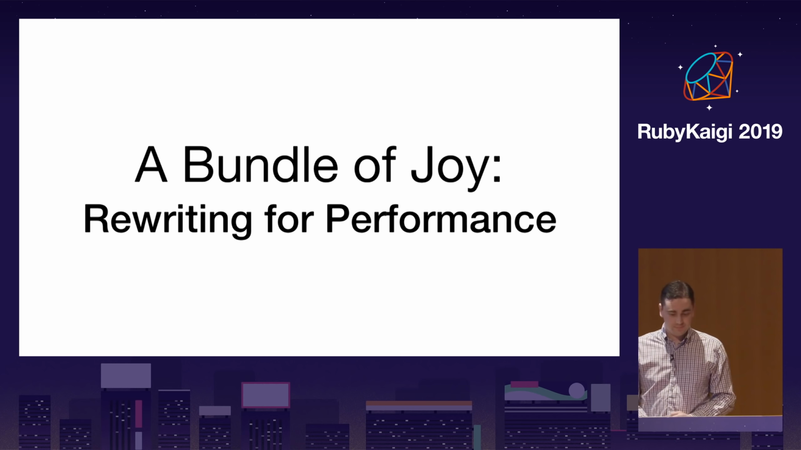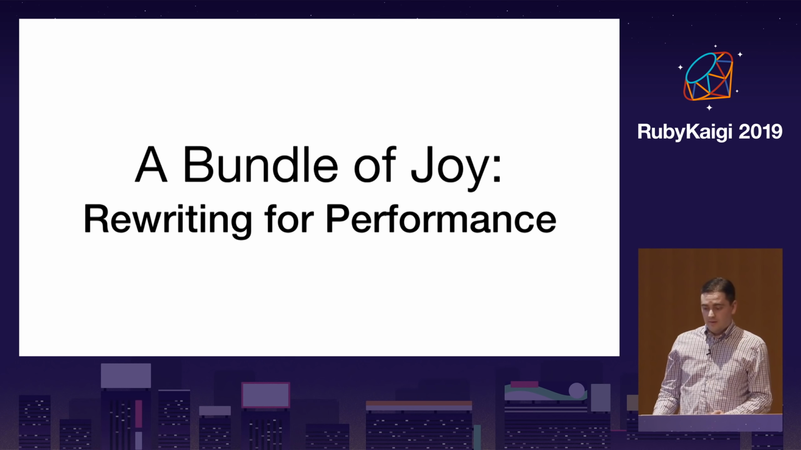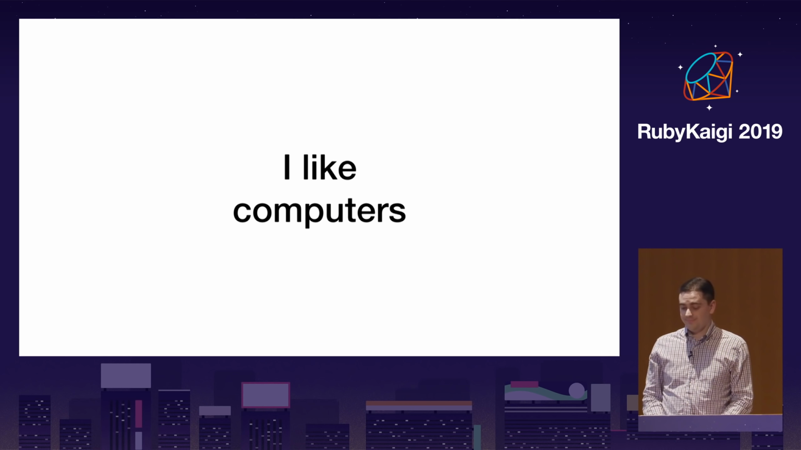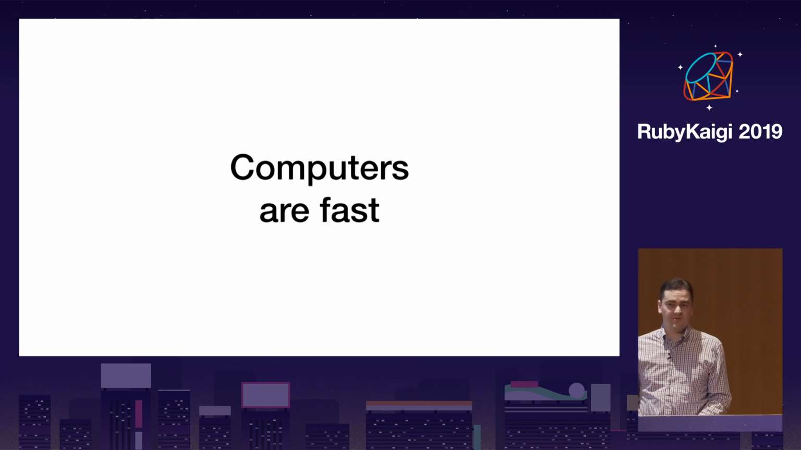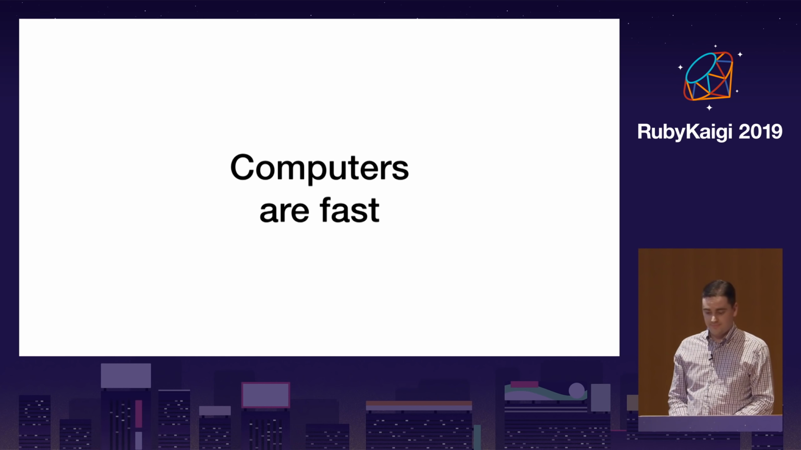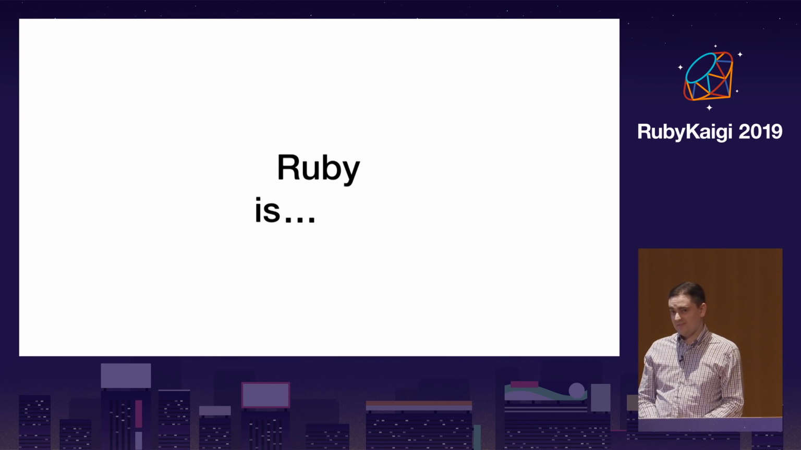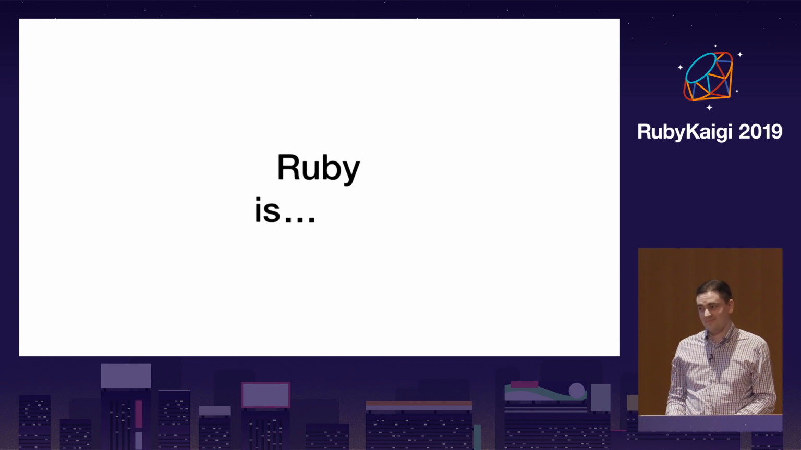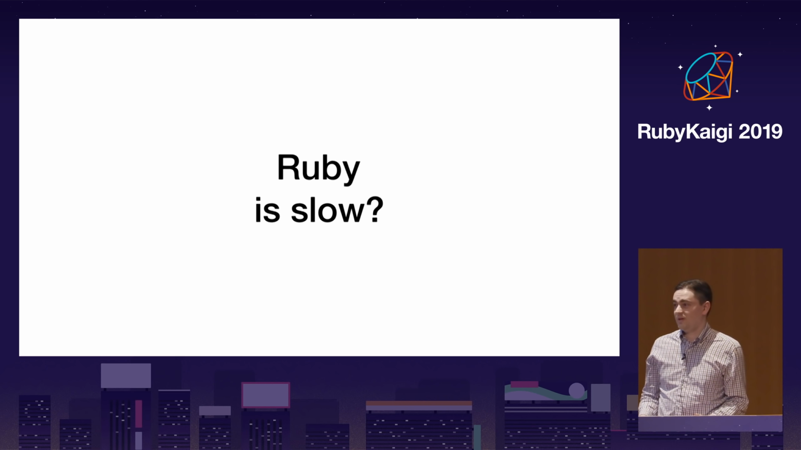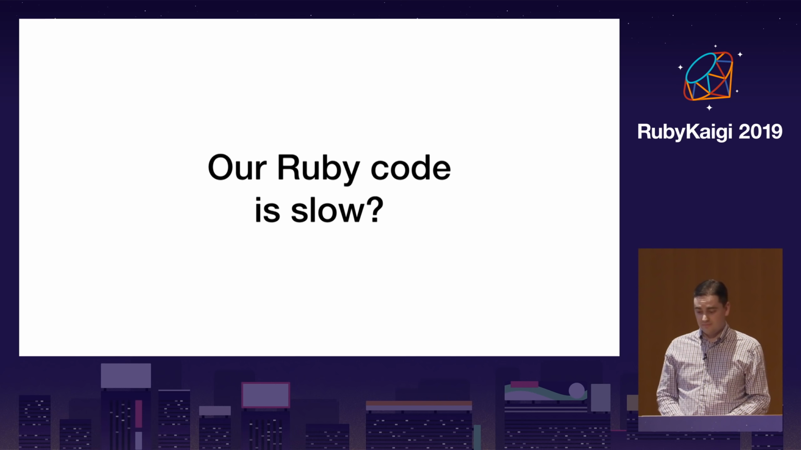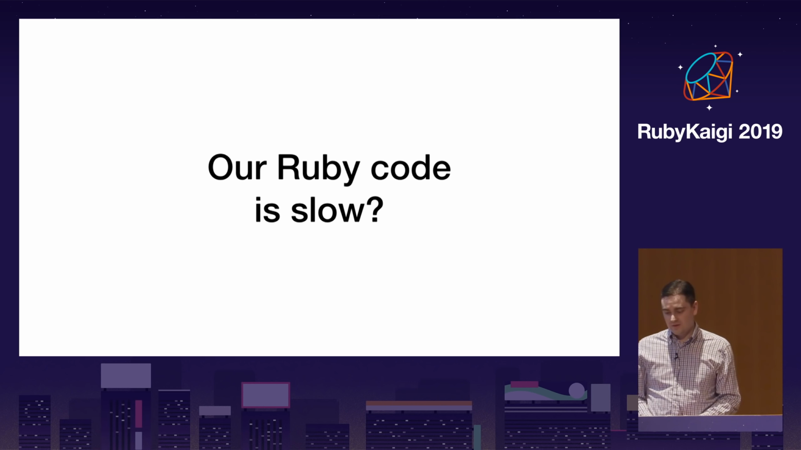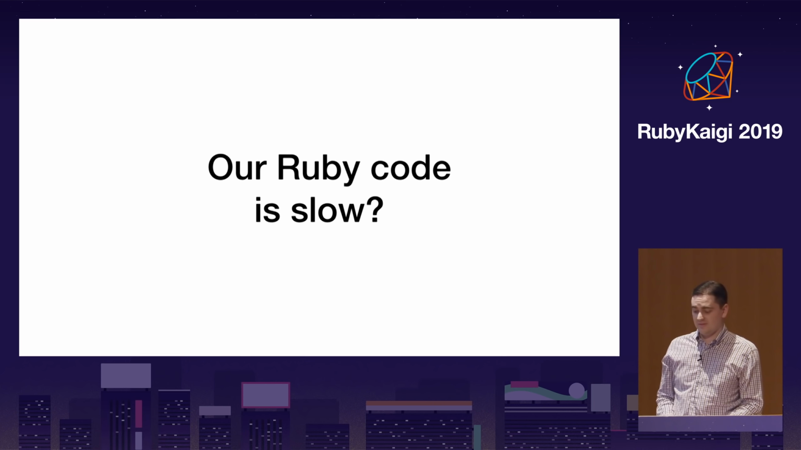Okay, let's get started. I like computers. Computers are fast. I like Ruby. Ruby is slow? Well, maybe it's not always the interpreter that's at fault. Maybe it's our code. There's a lot of work happening to make Ruby run all of our code faster, which is very exciting, but this isn't to talk about that.